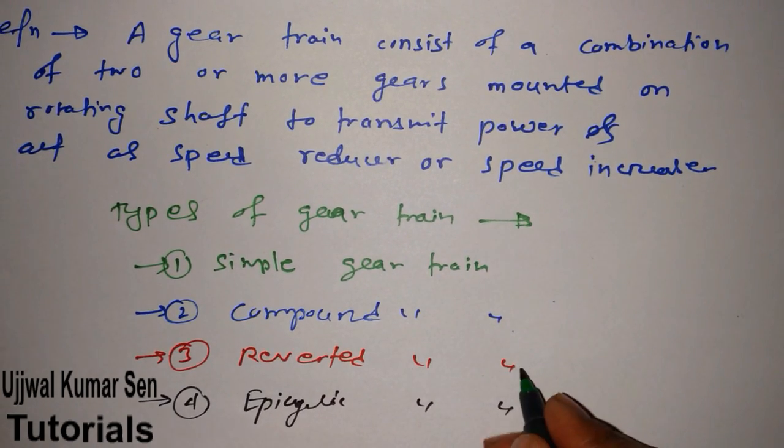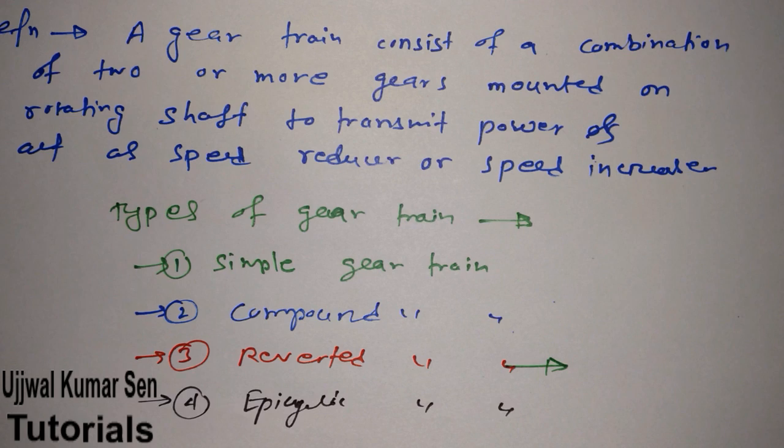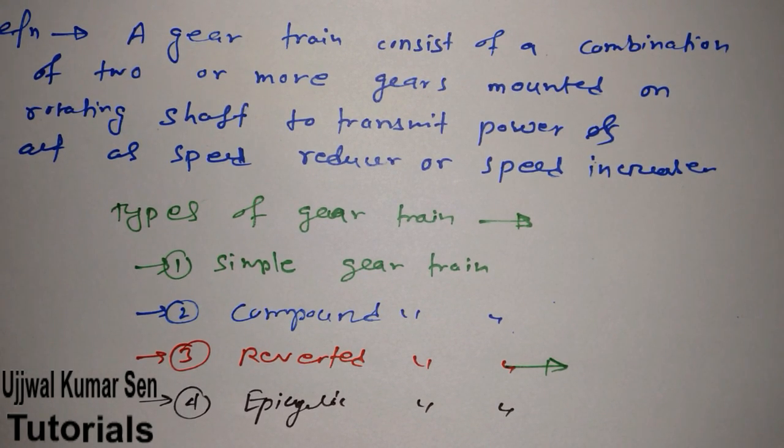Now for an example: one of the most important topics, always asked in competition examinations rather than university examinations, where we use a reverted gear train, is the wristwatch. Okay, this is about it. Now we'll go one by one, starting from the simple gear train.